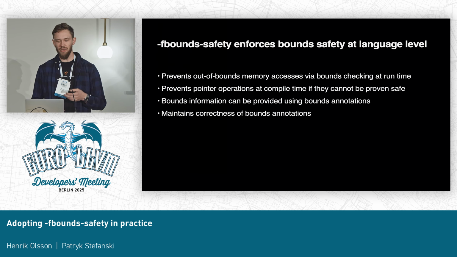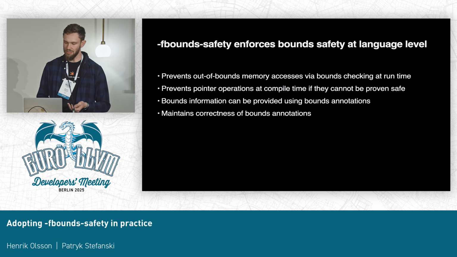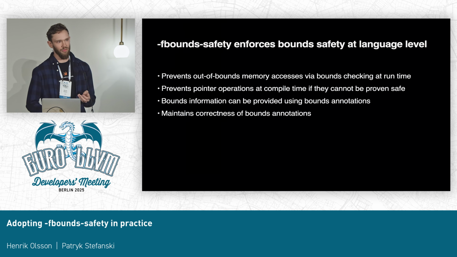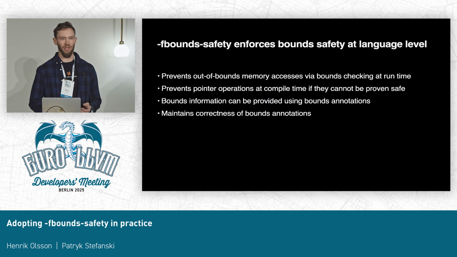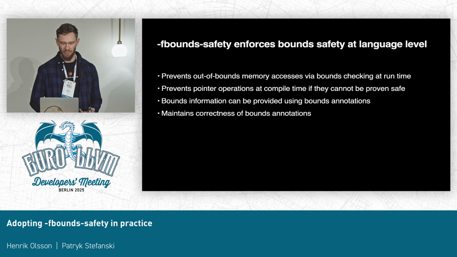Fbounds-safety enforces bounds safety rules at the language level. And here are the strategies to achieve this. The compiler prevents out-of-bounds memory access at runtime via automatic bounds checking. With fbounds-safety enabled, this is not an opt-in. If the compiler doesn't have enough information to emit a runtime check, or if it has so much information that it knows the access is unsafe, it will tell you this via an error at compile time.